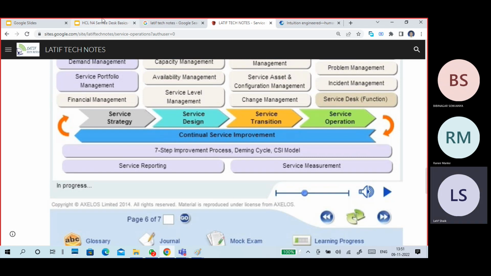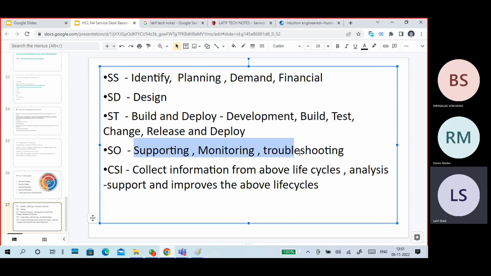The last one is continual service improvement, which covers supporting, monitoring, and troubleshooting. What is continual service improvement? It is the collection of information from service strategy, service design, service transition, and service operation. We collect that information and analyze it. For example, I have an organization and I'm providing a service to it. They are facing a lot of issues with my service, so I keep troubleshooting, supporting, and monitoring their issues, and I collect and analyze that information.